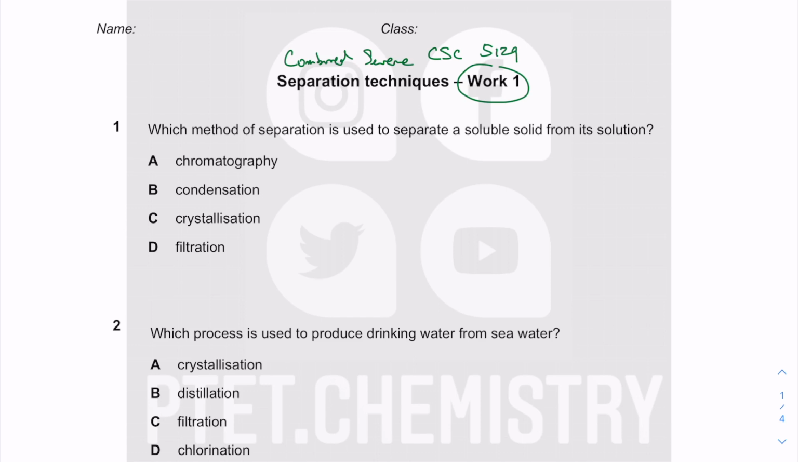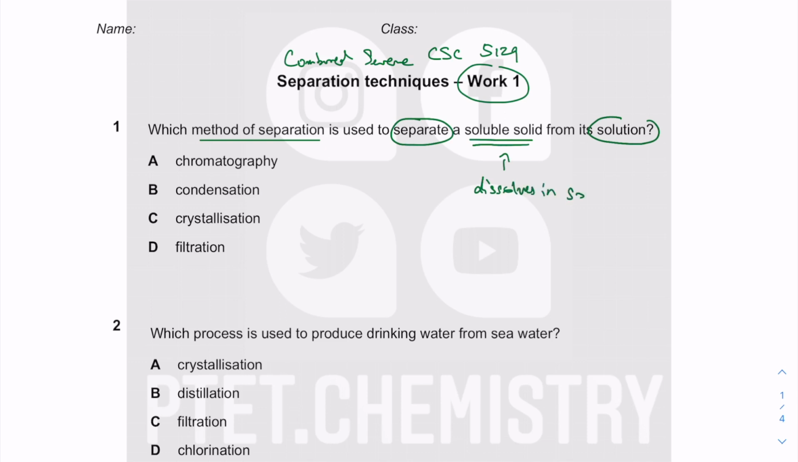Okay, so which method of separation? These are all things you will have done. These are things from the syllabus. You want to separate a soluble solid from its solution. Soluble solid means it can dissolve. In fact, soluble solid in this context means it dissolves in the solution.